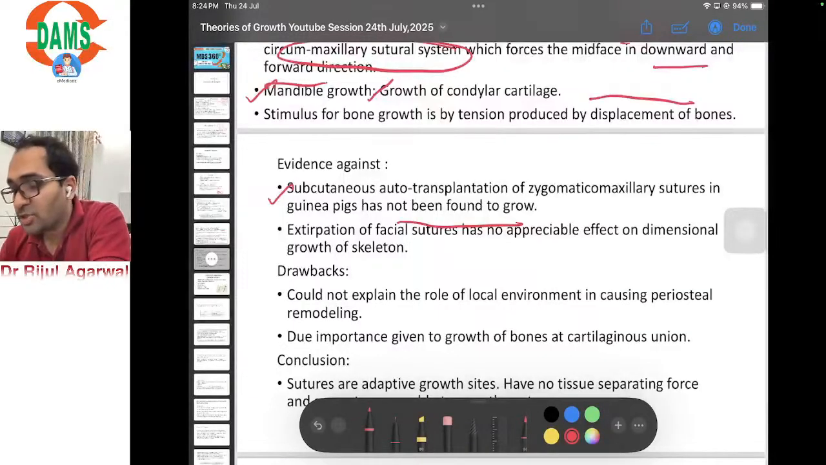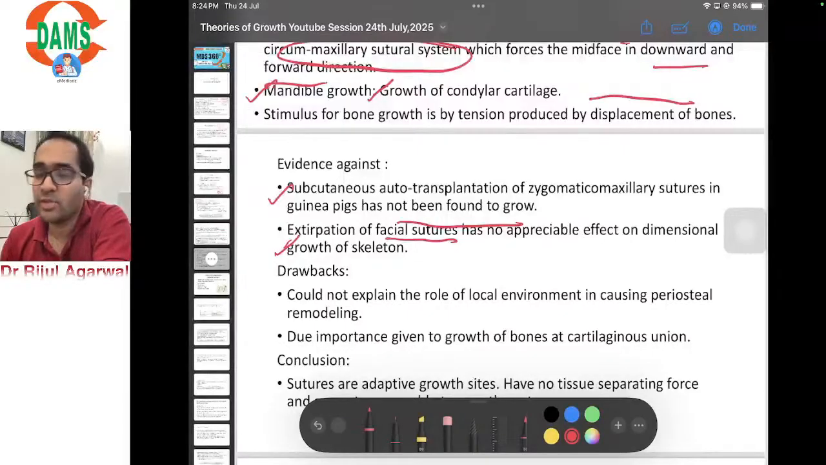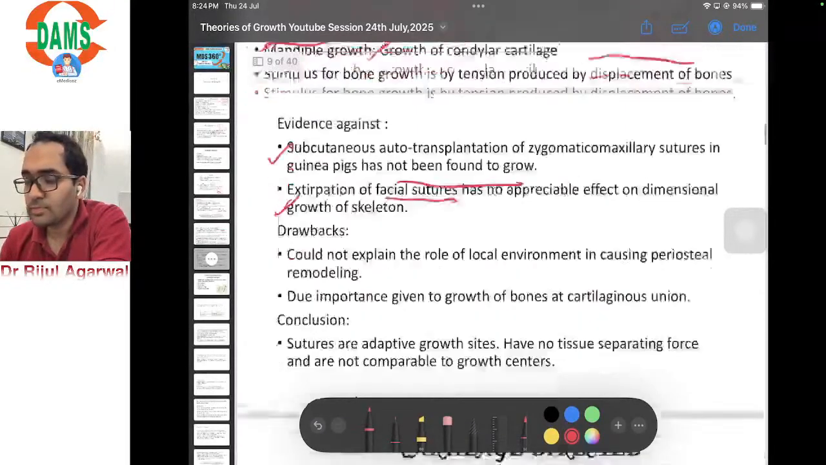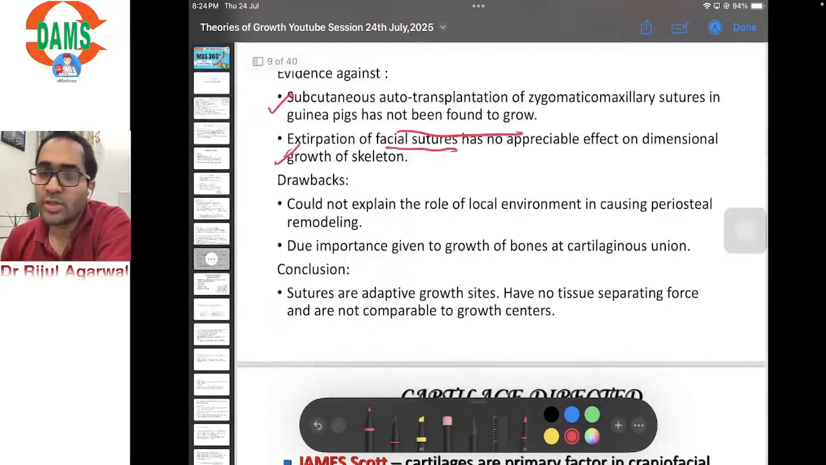Next, extirpation of facial sutures has no appreciable effect on the dimensional growth of the skeleton. So what was done was facial sutures को cut करके हटा दिया, and it was found that there was no dimensional effect on the growth of the skeleton. So the drawbacks were that it could not explain the role of local environment in causing periosteal remodeling, and due importance was given to growth of bones at the cartilaginous unit.